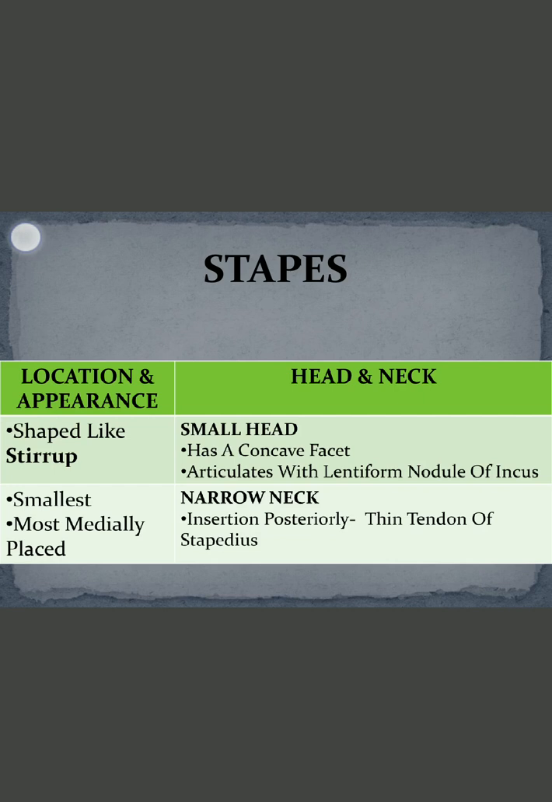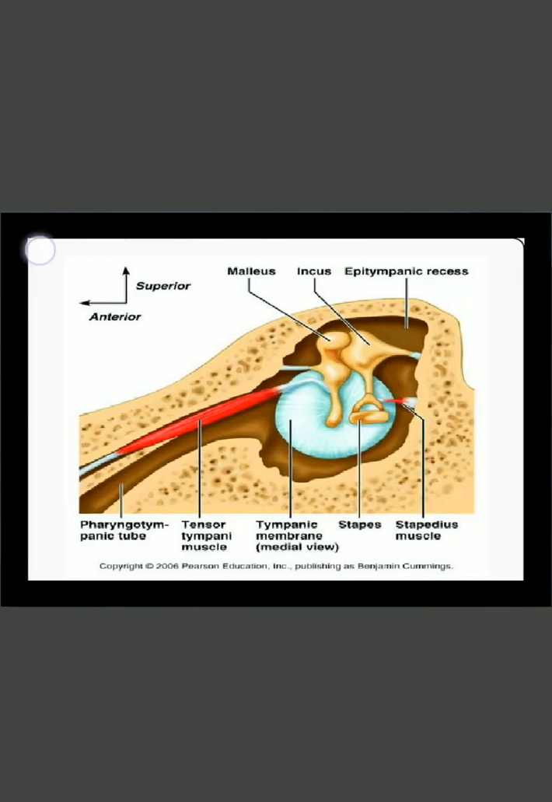What structures does the stapes have? It has a head and a neck. So it has a small head with a concave facet. Why a facet? Because it will articulate with the lentiform nodule of the incus. Then below the small head there is a narrow neck, on which the thin tendon of the stapedius muscle is inserted posteriorly. Here in this figure you can see this is malleus, this is incus, and this is the stapes. This is the stapedius muscle getting inserted posteriorly into the neck of the stapes.